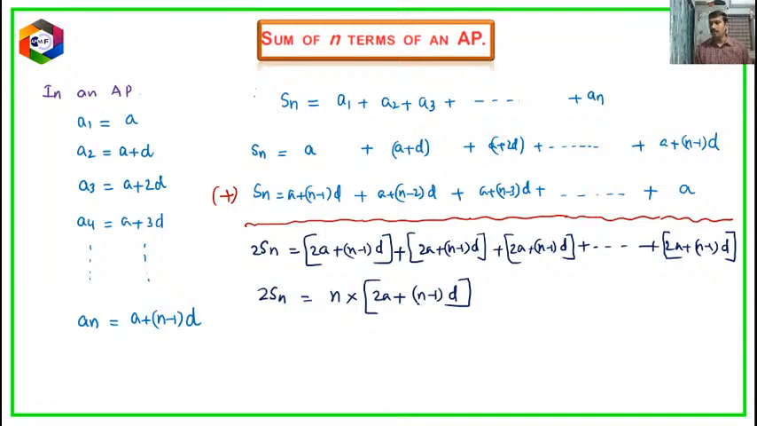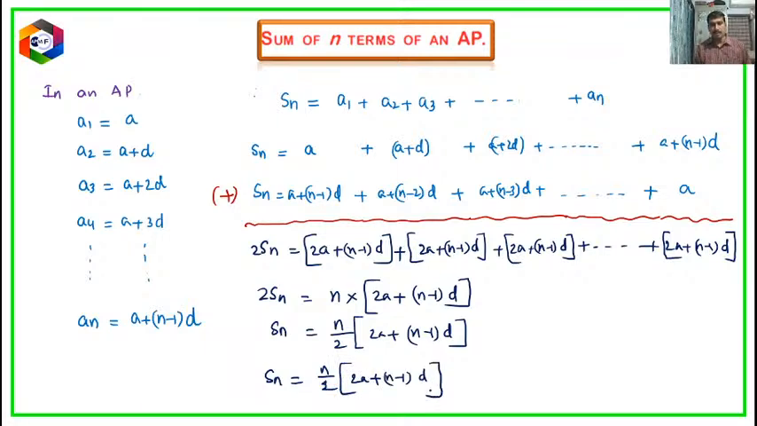Okay. Now it is simple. Sn will be equal to, transposing the 2, dividing by 2, n by 2 into 2a plus n minus 1 into d. So this is the Sn formula. Sn is equals to n by 2 into 2a plus n minus 1 into d. Sum to n terms of an arithmetic progression.